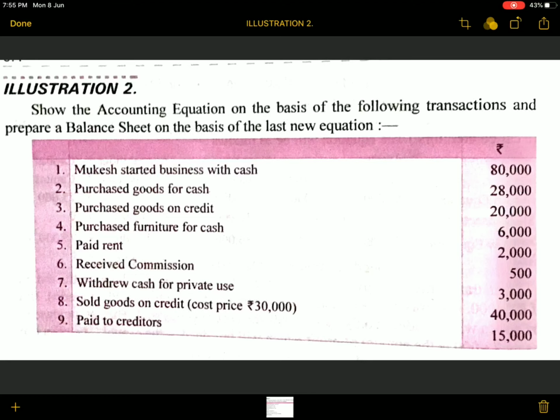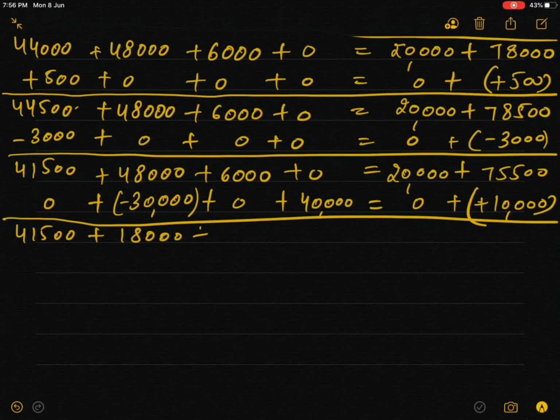Amount is 41,500. Difference is 18,000. Stock 6,000. 40,000 debtors, 20,000 creditors, and 85,500 capital.